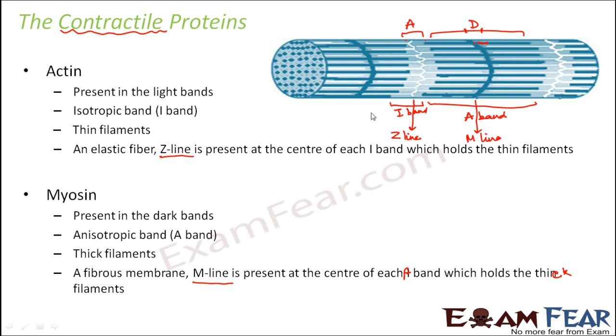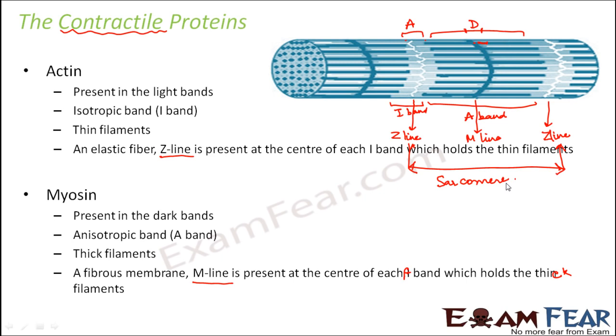Another important thing to note is that this entire myofibril is present throughout the length of the muscle fiber. So you will have many Z lines and many M lines. Now the distance between two consecutive Z lines, for example this is one Z line and this is the next Z line, what is this distance known as? This region between two Z lines is defined as the sarcomere. And this sarcomere is the functional unit of contraction.